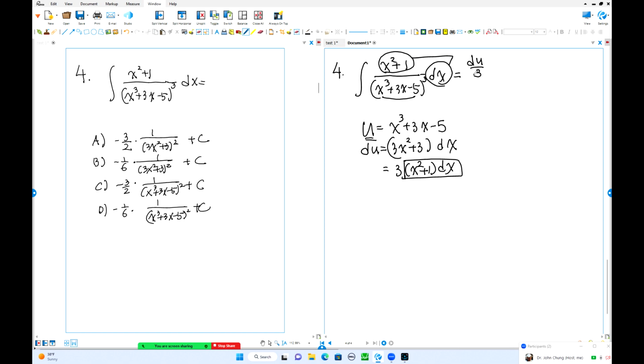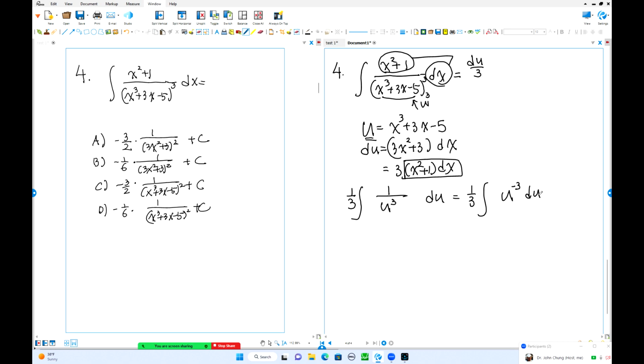Let's replace this one. But this is u, and there's still u cubed there. So this integral can be expressed in u. 1/3 is out, du. There is a 1 over u cubed, or you can write it as u to the negative 3 du, right?